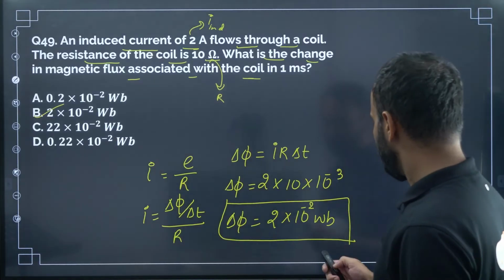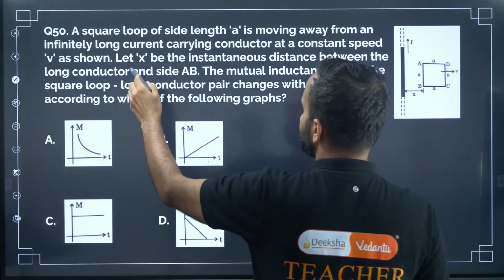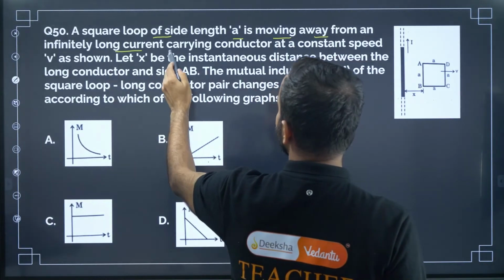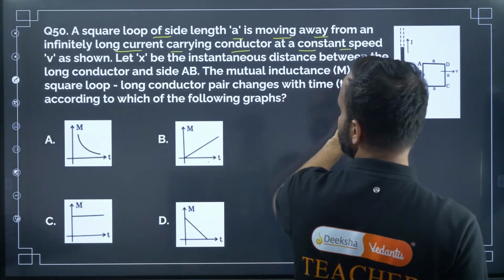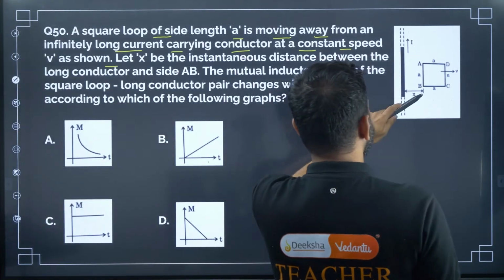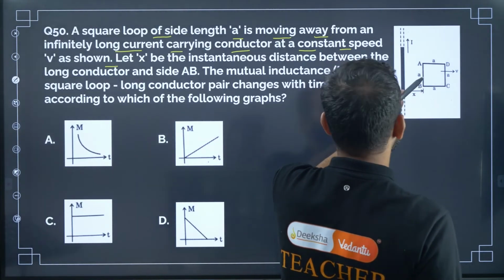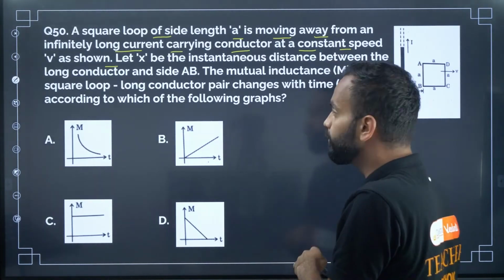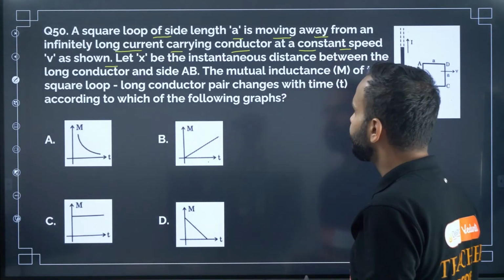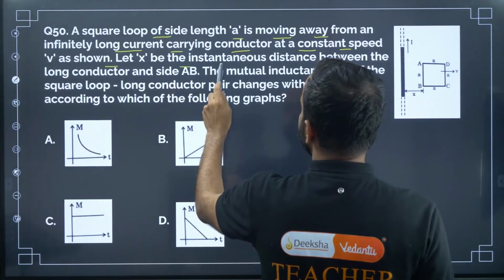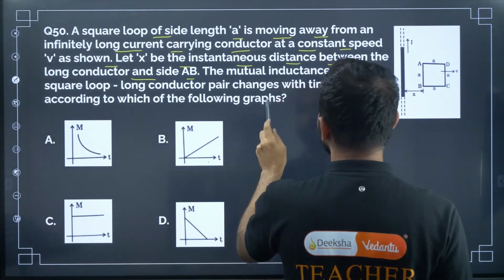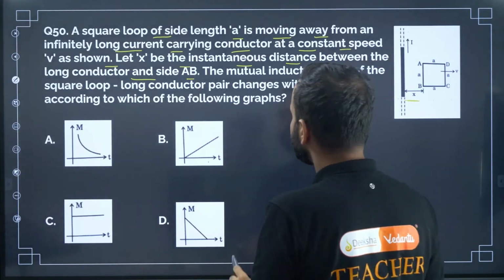Question number 50. A square loop of side length A is moving away from an infinitely long current carrying conductor at a constant speed V as shown. Okay, so this is the given diagram. This is the coil, square coil. The side is A, it is moving with speed V, right? And this is the current carrying wire carrying current I, right? Let X be the instantaneous distance between the long conductor and side AB. Yeah, this is the instantaneous distance.